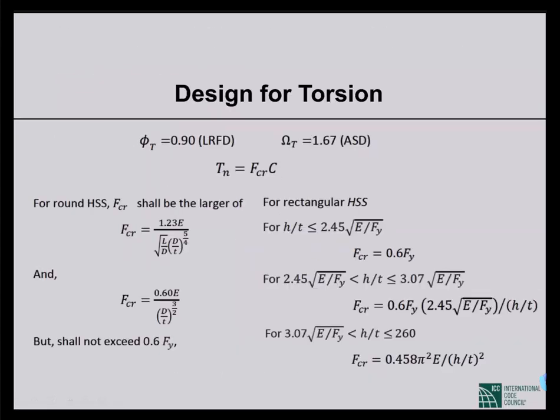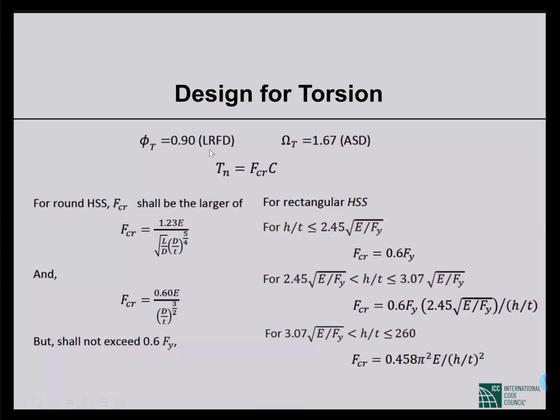Now, design for torsion. For torsion also the phi t and omega t are similar. There is one difference with tension. Remember, in tension we have phi t, that t is small t, and for torsion the T is capital T. In notation this is the difference, and even in tension, in some cases for rupture, we have the value of phi t as 0.75, but in torsion this is 0.9. In most cases, phi is 0.9 and omega is 1.67.